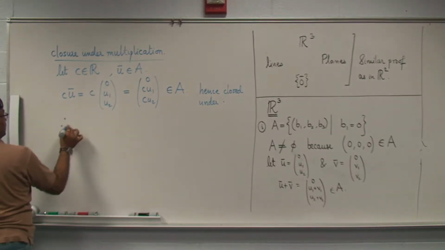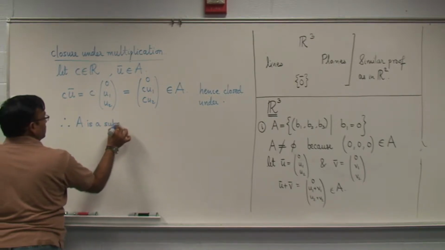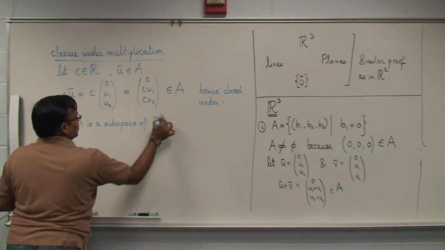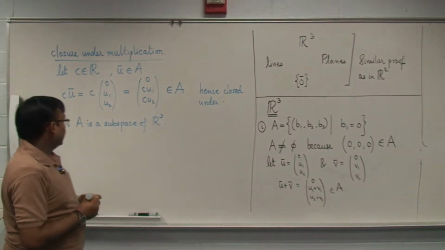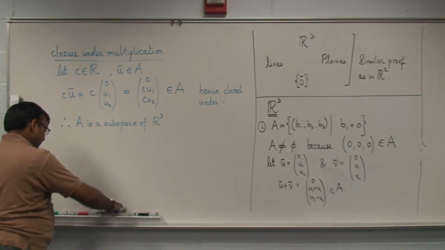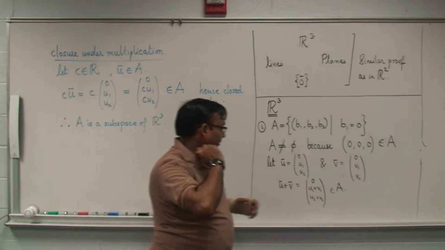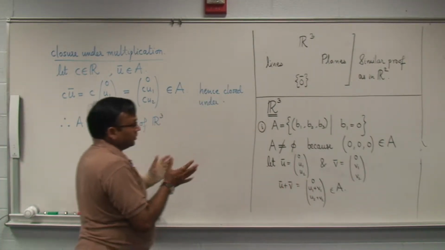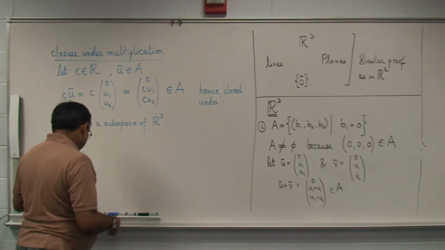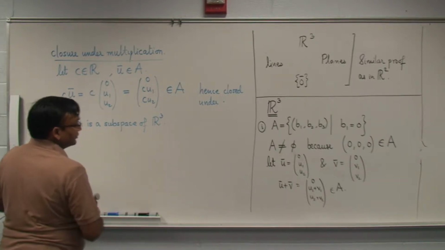So then we can conclude that A is a subspace of R3, because we have shown it is non-empty, it is closed under addition, it is closed under multiplication. So it is a subspace of R3. In fact, we have proved that this is a subspace, but if somebody says, okay, what is the geometry of this subspace? How does it look like? Is it a line? Is it a plane? Definitely it is not entire R3, and for sure it is not just the 0 subspace.